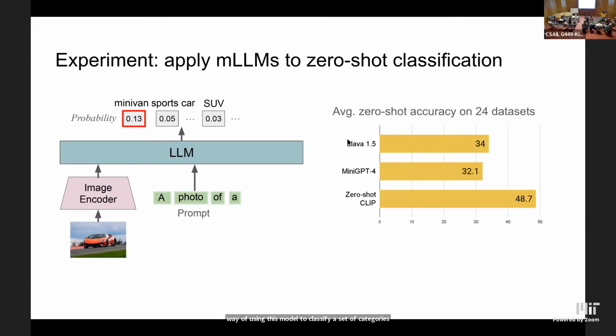If you do this, this is what you get: the average zero-shot accuracy across 24 data sets. I'll talk a little more about what the data sets were, but it's a variety of different kinds of data sets for classification. You can see that these two multimodal large language models, LLaVA 1.5 and MiniGPT-4, do much worse on this task than CLIP. As I mentioned, CLIP is state of the art for zero-shot classification. It's getting 48.7 accuracy on average, which is a huge gap. So they're just not as good as CLIP.